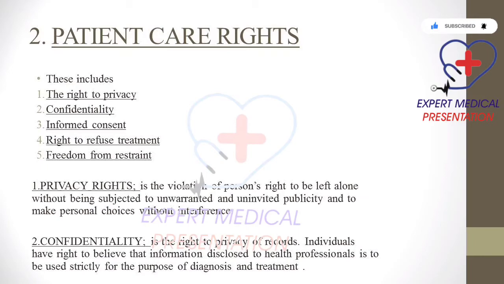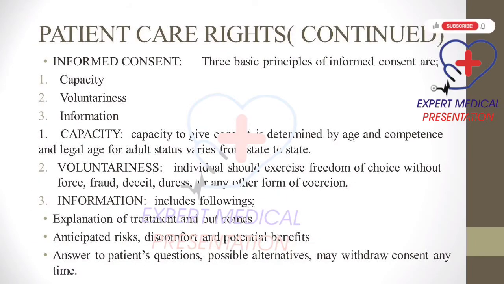Patient care rights continued. Informed consent. Three basic principles of informed consent are capacity, voluntariness, and information. One, capacity. Capacity to give consent is determined by age and competence, and the legal age for adult status varies from state to state.